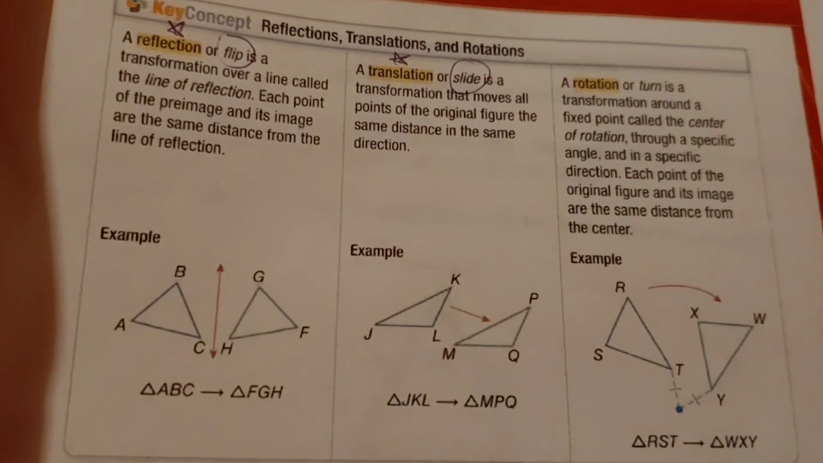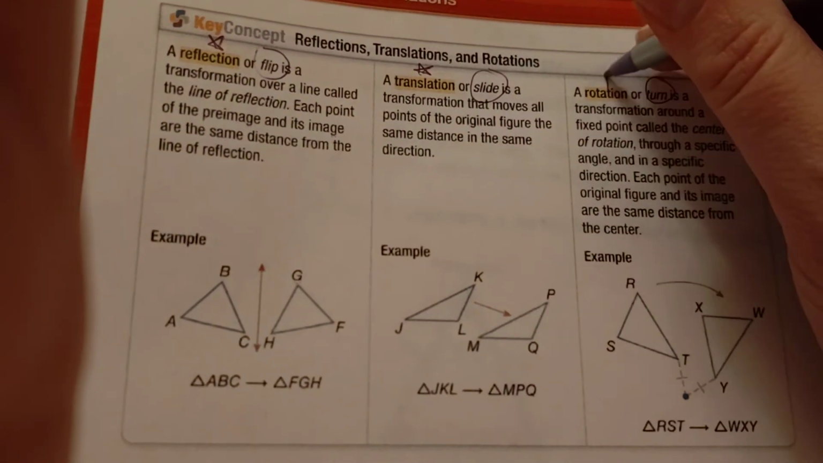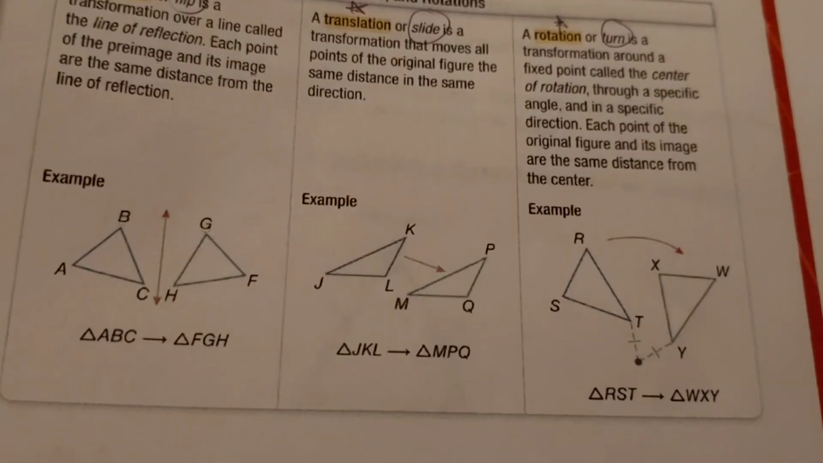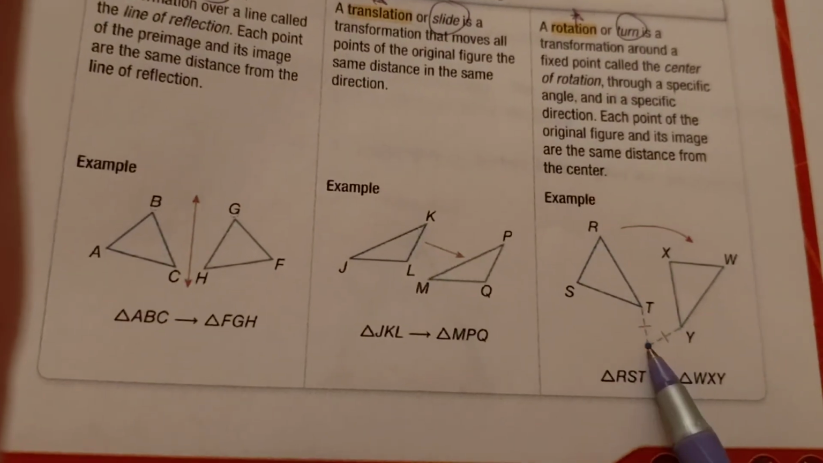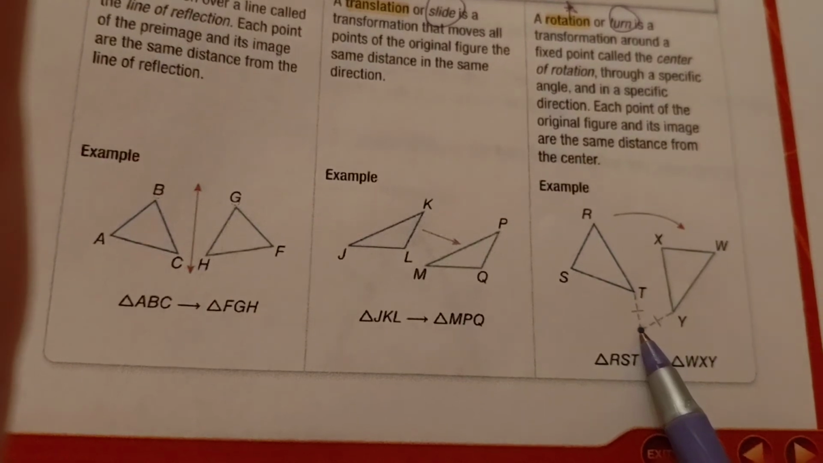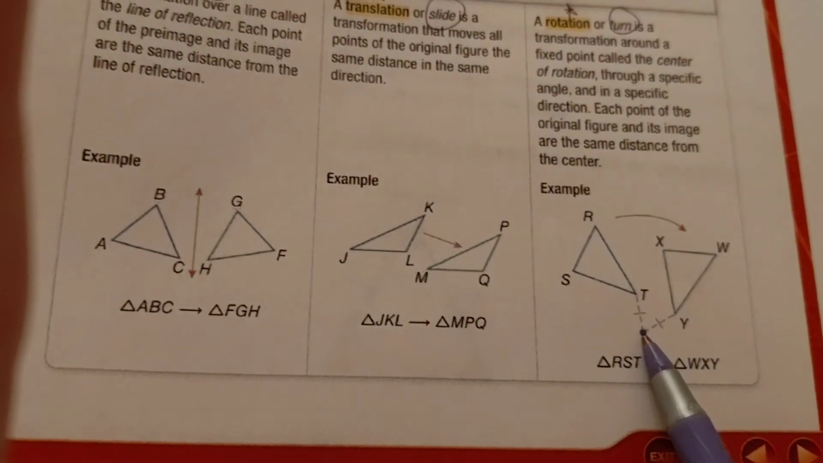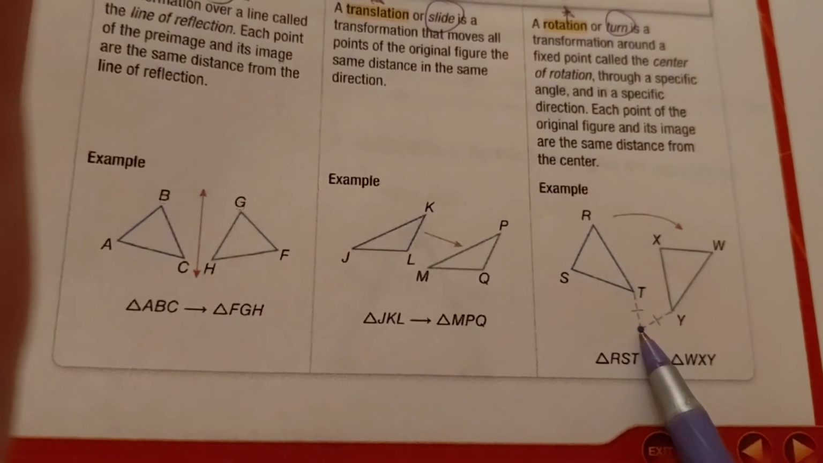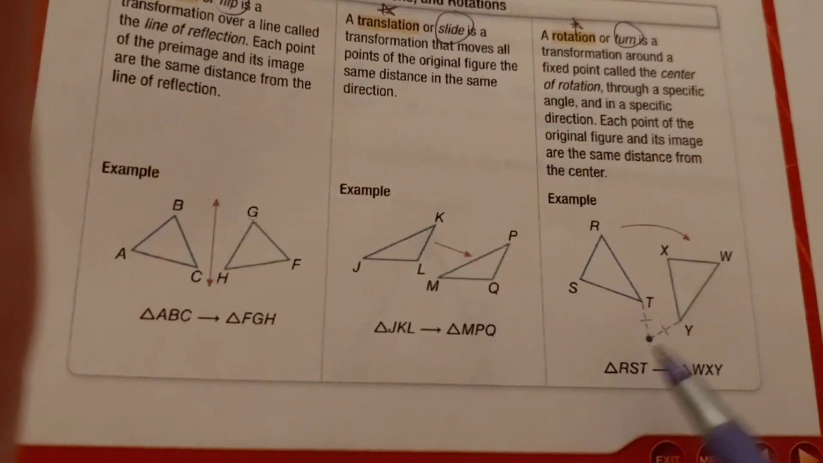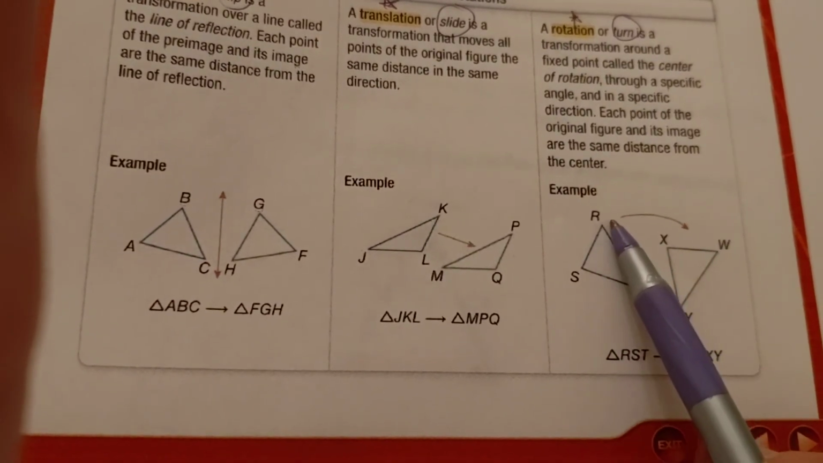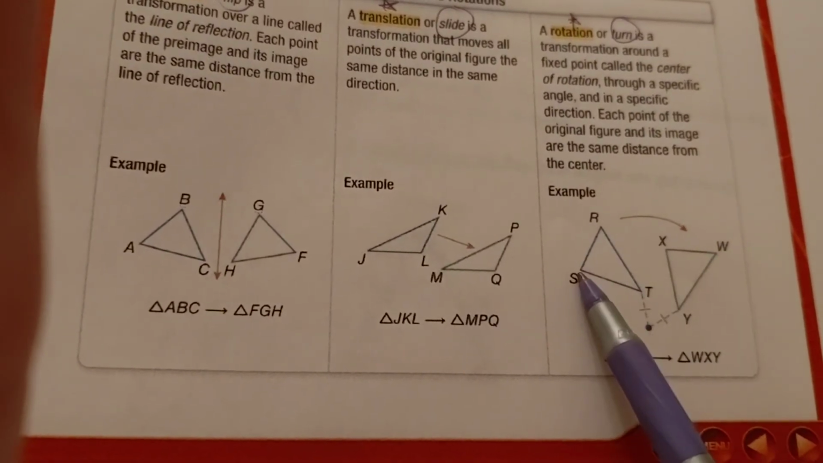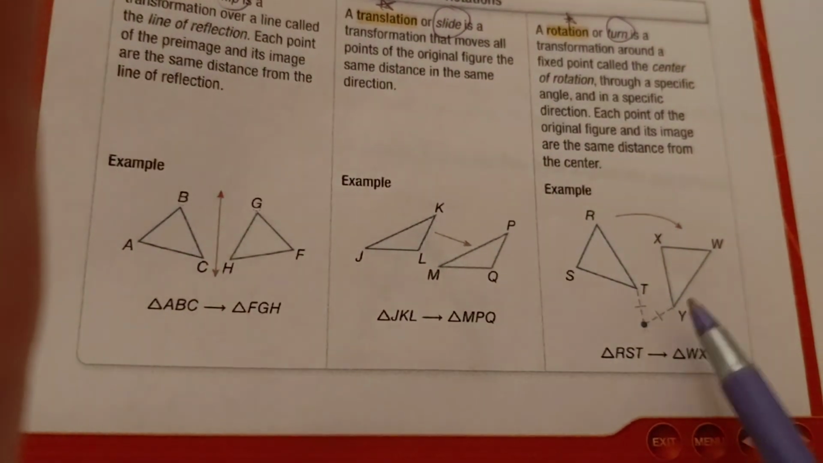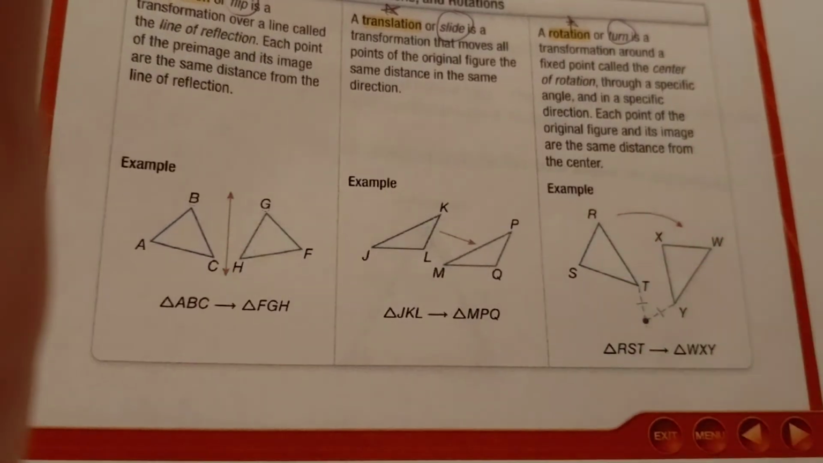And finally, we have a rotation. Another word for rotation would be a turn. A rotation is a transformation around a fixed point called the center of rotation through a specific angle and in a specific direction. Each point of the original figure and its image are the same distance from the center of rotation. So you can see how point R would now match up to where point W is, point S would match up to where point X is, and point T to where point Y is, just like they turned the triangle.